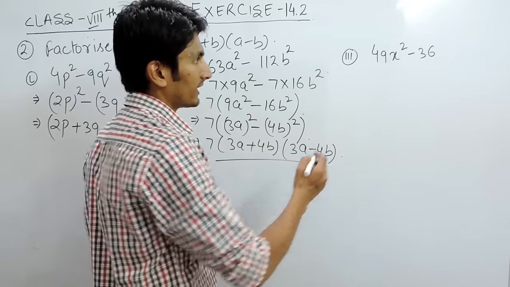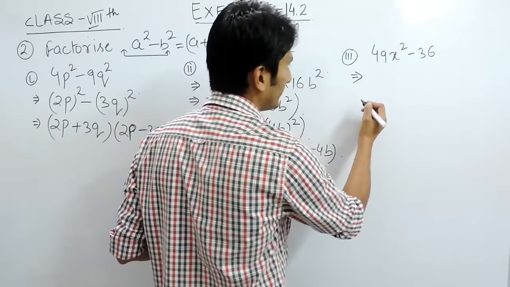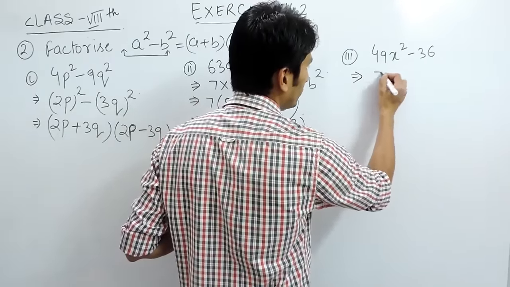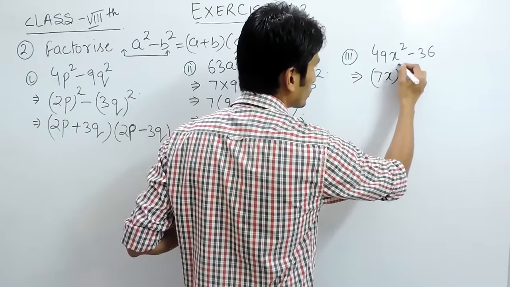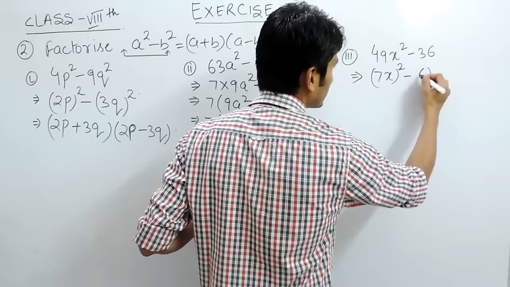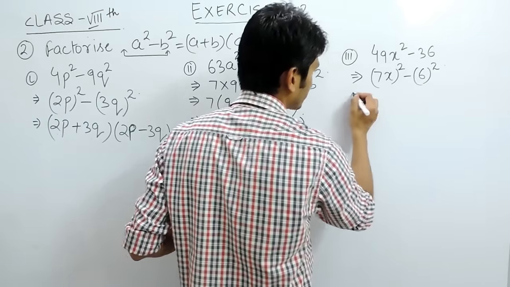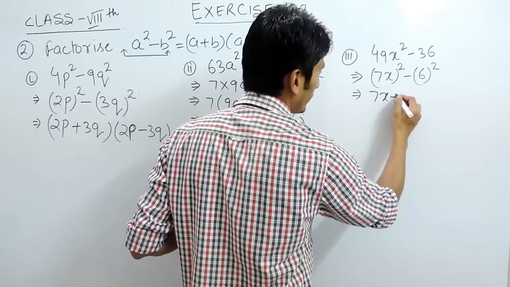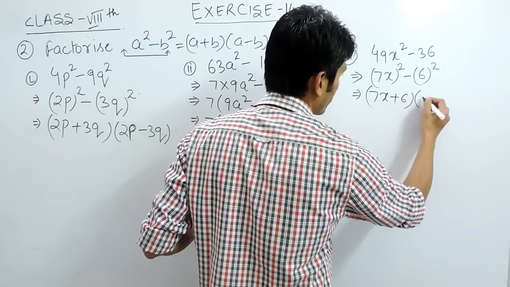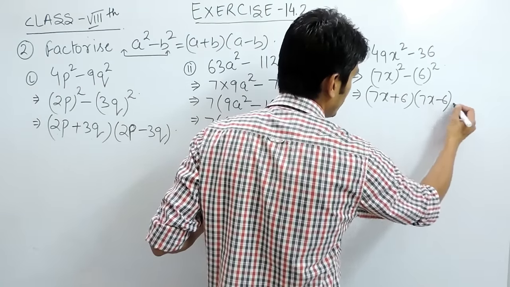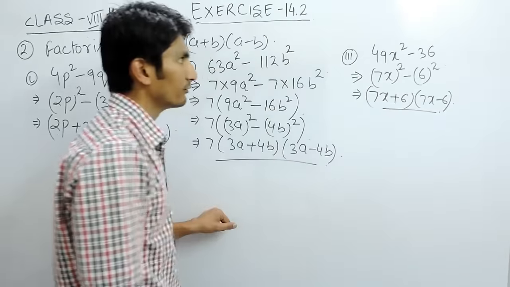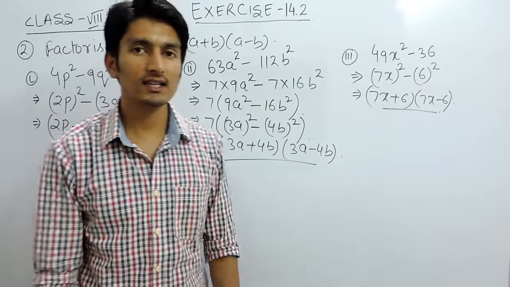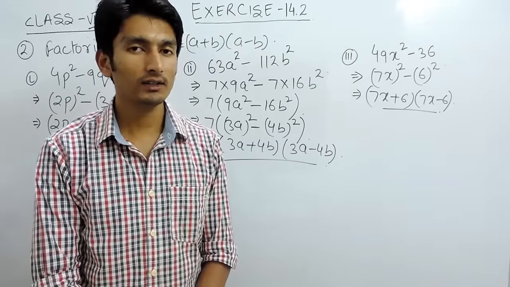Now in the last one, again we have to use the same identity, and 49x square can be written as 7x whole square, and this can be written as 6 square. And a square minus b square, we know that is equals to a plus b and a minus b. So these are the factors for the third part, and this is how we are going to solve these parts.